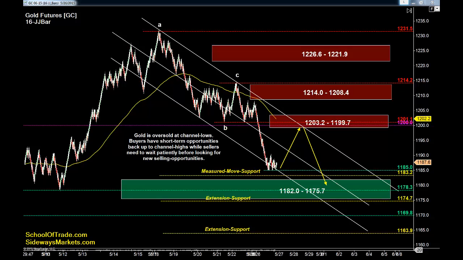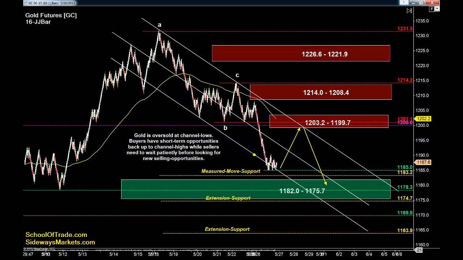How about the gold right now? Gold is oversold, just like the S&P, right? Had a pretty big down day today. Gold is definitely oversold at those channel lows. Buyers have short-term opportunities back up to channel highs, while sellers need to wait patiently before looking for new selling opportunities. So again, very much the same situation we just saw on the S&P.